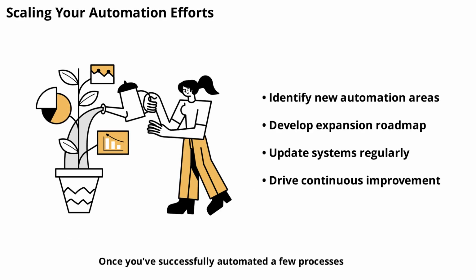Once you've successfully automated a few processes, consider scaling your efforts across the business. Look for additional areas where AI can add value and develop a roadmap for expanding automation. Regularly review your systems and update them as new technologies become available. Scaling automation helps you stay competitive and continuously improve your operations.